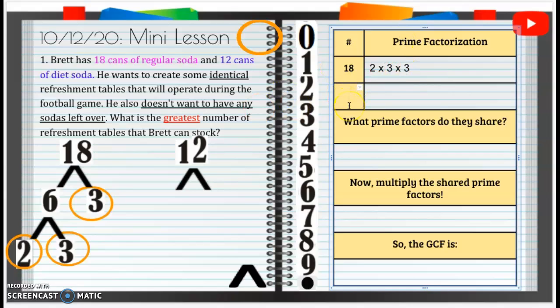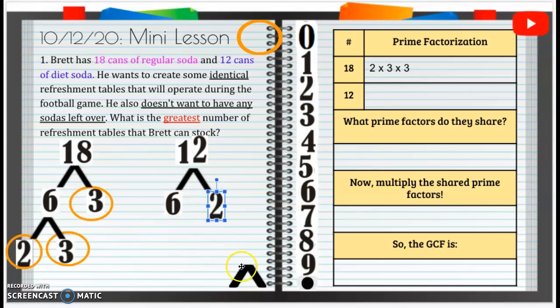All right, let's do 12. What times what equals 12? I know 6 times 2 equals 12. Ooh, I also know 4 times 3 equals 12. Let's do 6 times 2. That was the first thing that came to my head. 6 times 2.